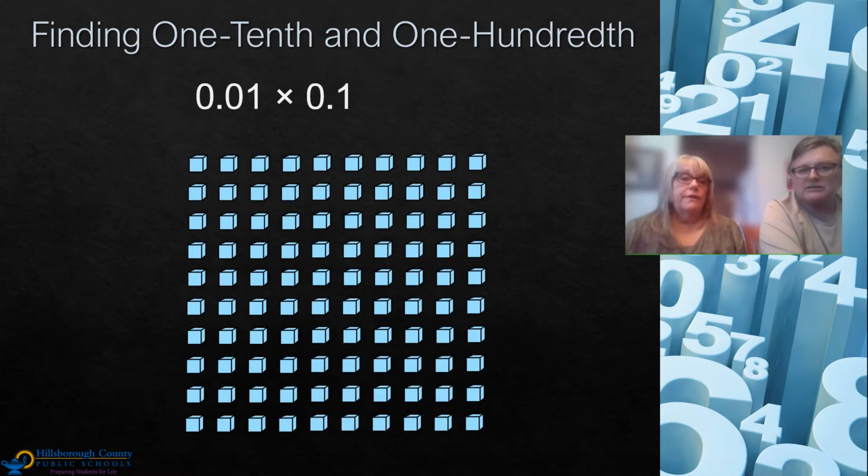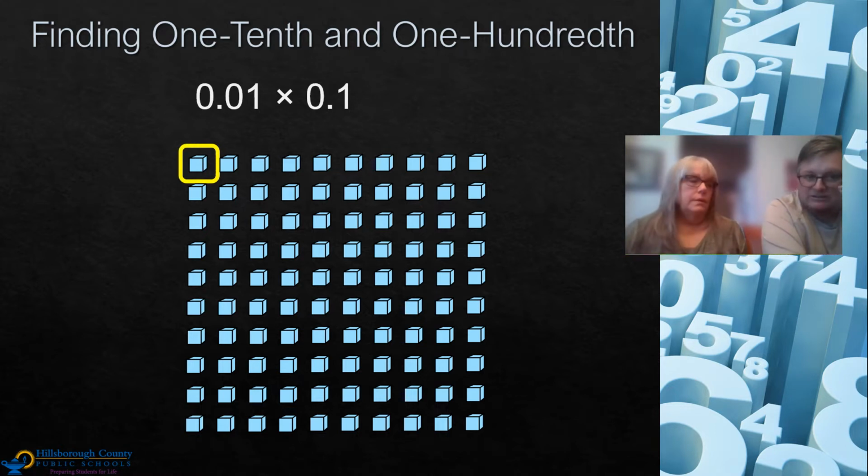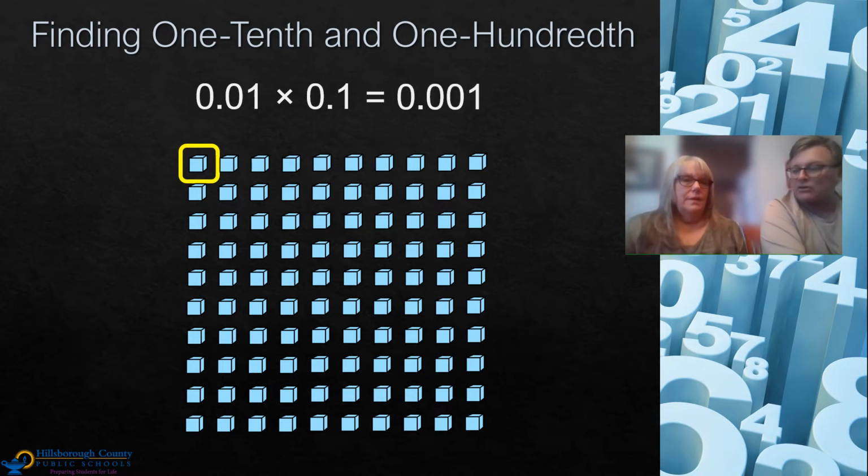So now I want to find 100th. So one piece, but I have to think about that large cube as a whole. So it takes 1,000 of those small cubes to equal the large cube. So it's got a value of one. There you go, 1,000. Exactly. And that kind of thinking is what we want students to be doing as well.